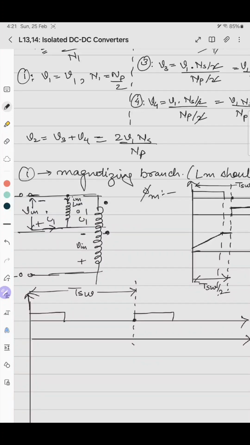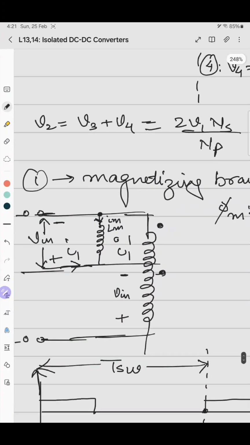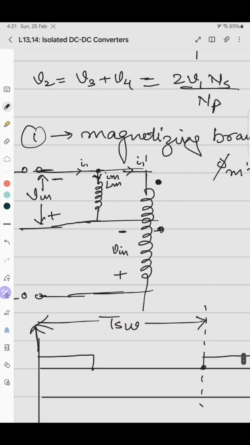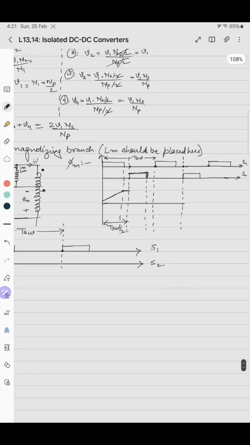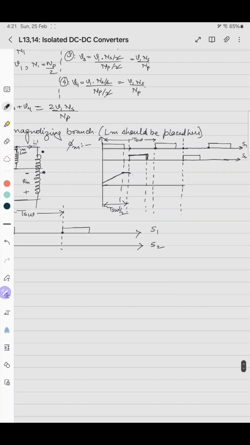The Lm branch always should be of this polarity. It will not change its connection. Why? Because the dot polarity is here. So this is I1 current and this is I1 dash current, like this. Now the core is demagnetized, so with the same slope it will fall, and it goes in the other direction. So typically it should be like this.